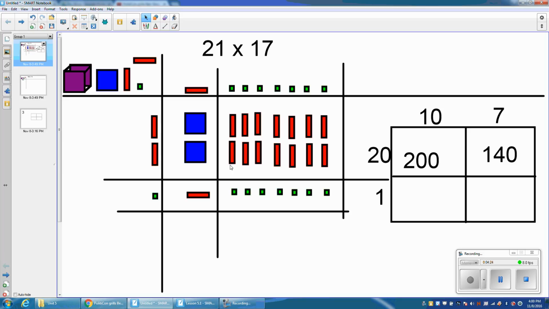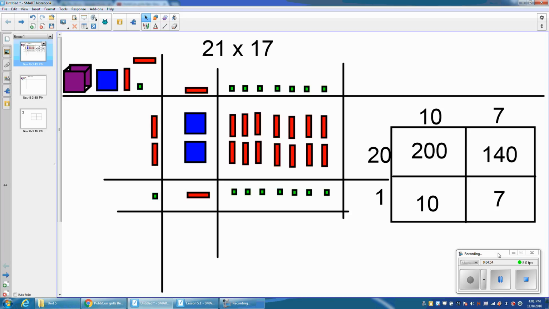1 times 10 is 10, which we have in this box, and then 1 times 7 is 7. So you can see that these base 10 blocks, which students understand in the representation, is the same as the numbers here. We're trying to take students from understanding that 10 times 10 is 100 and understanding the base 10 blocks to the more abstract of using just numbers.